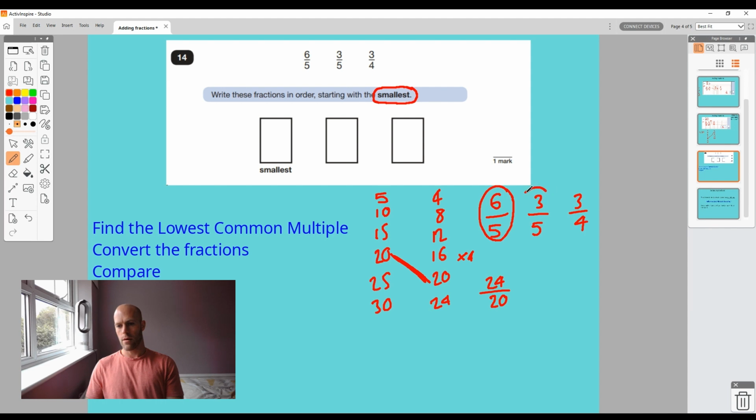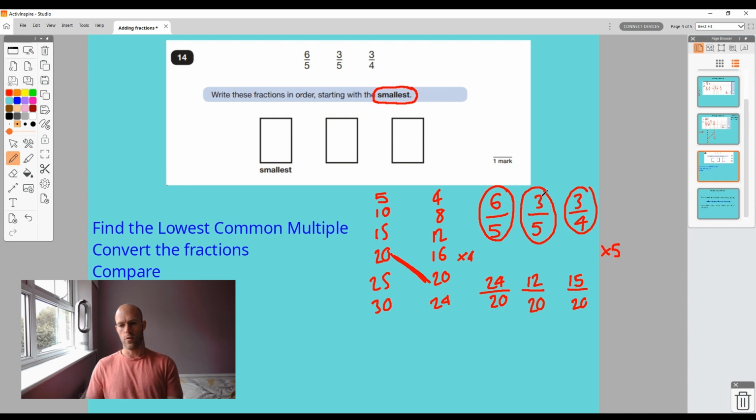Same thing here, have 5, I need to make it 20. 5 times 4 is 20, 3 times 4 is 12. And then slightly different over here, 3/4. 4 times 5 is 20, 3 times 5 is 15. So I'd go back to the originals because they're asking you to order these fractions, not your altered ones.